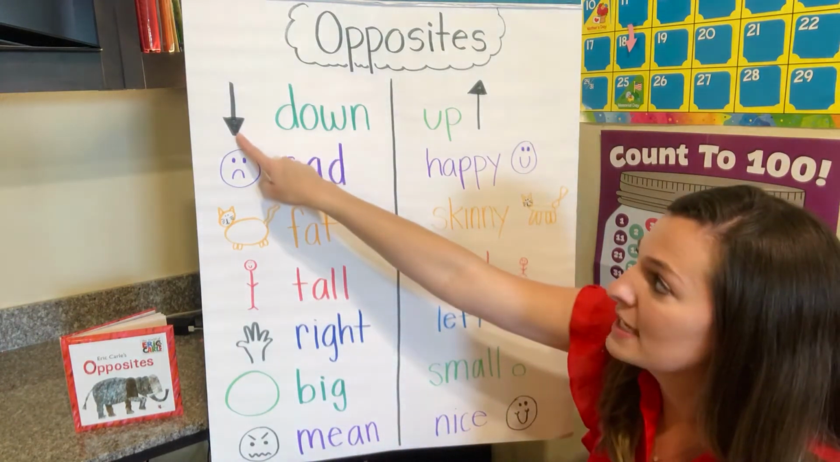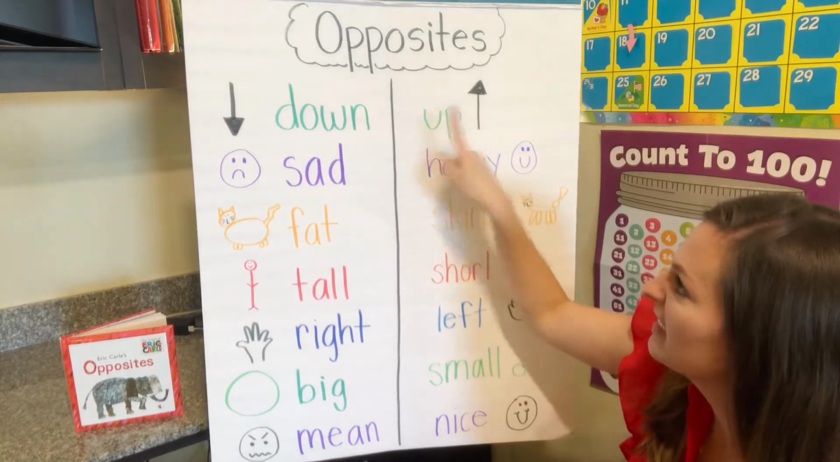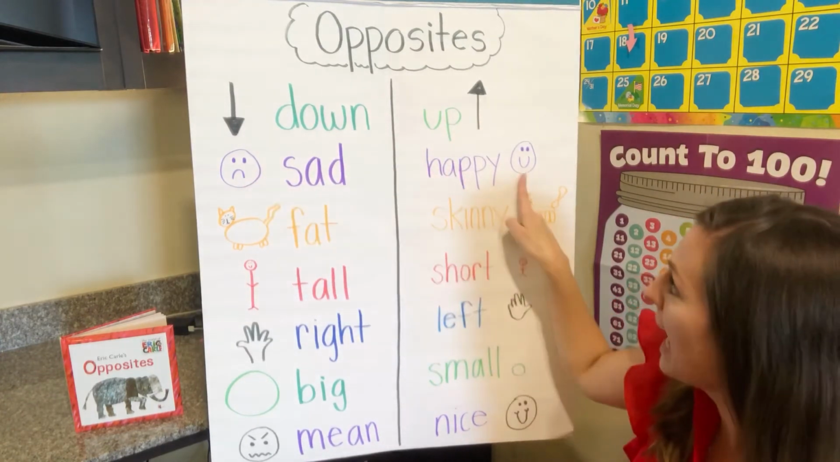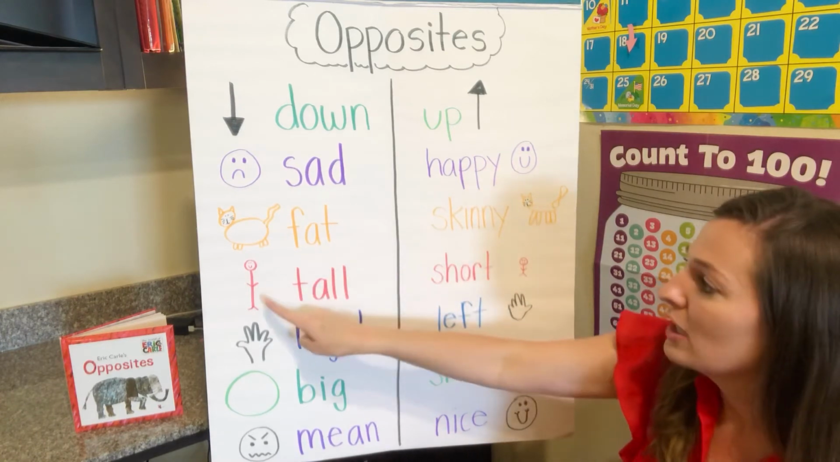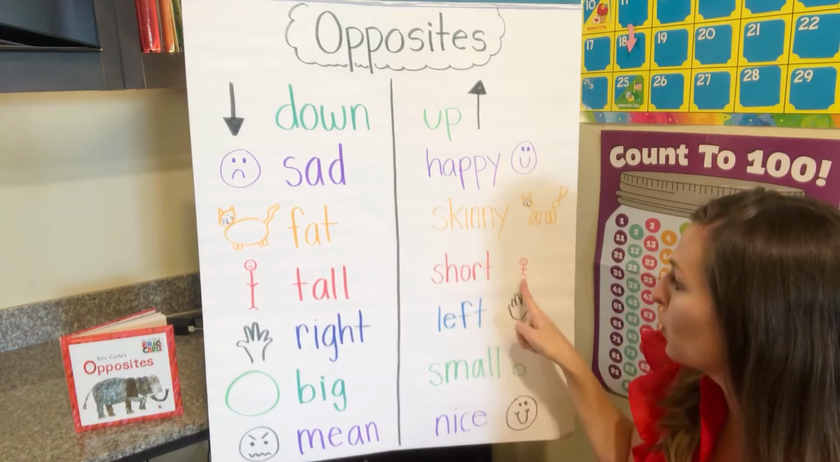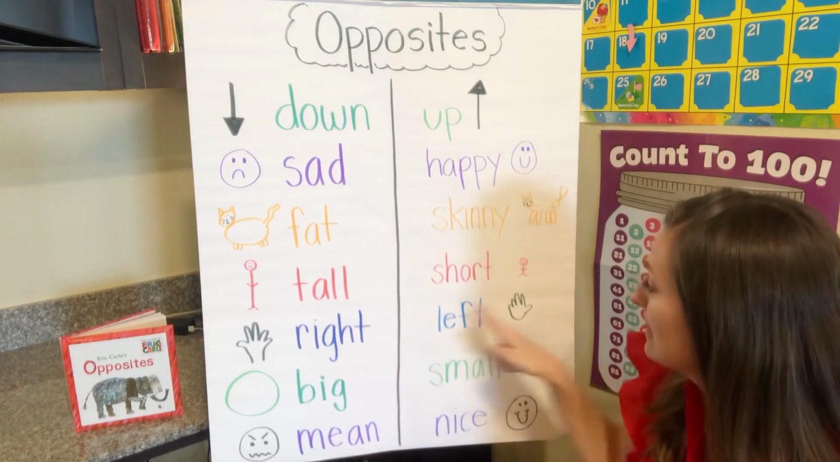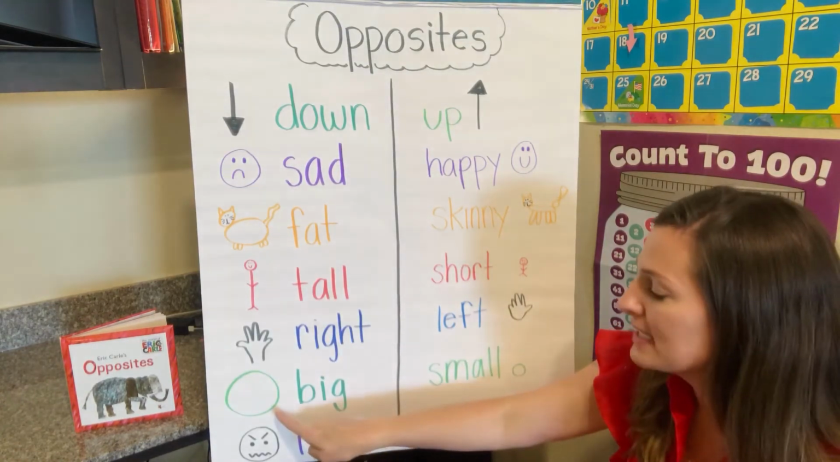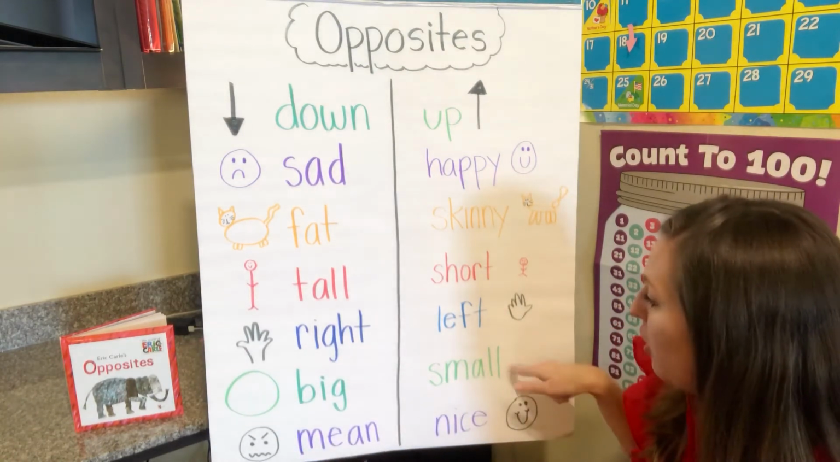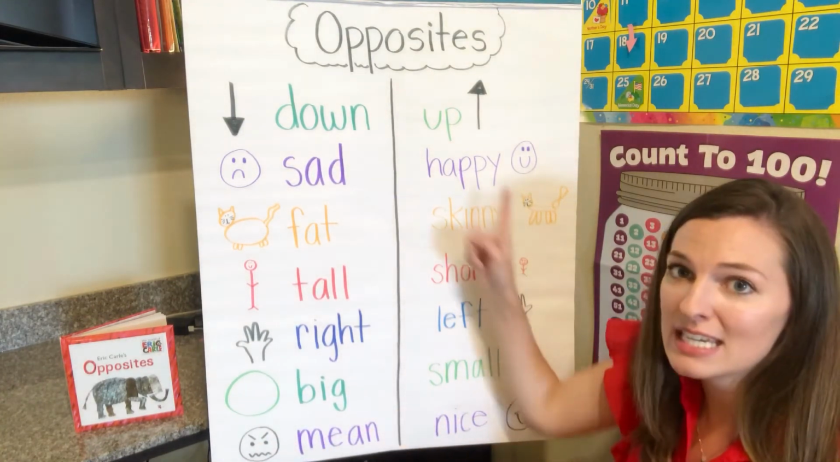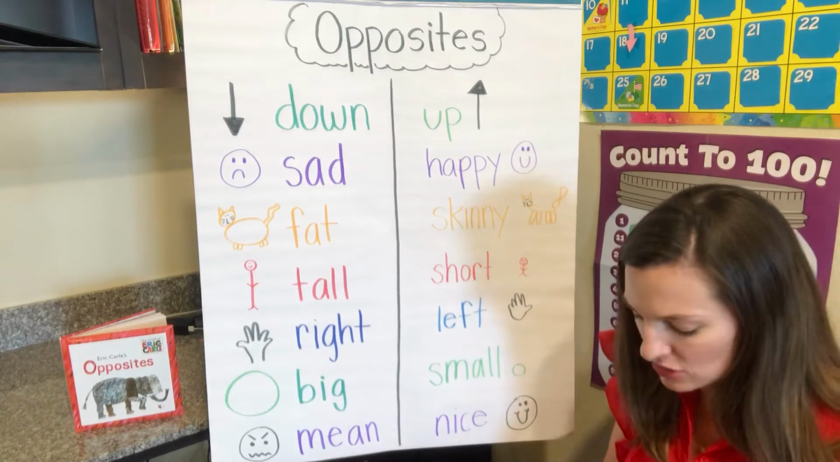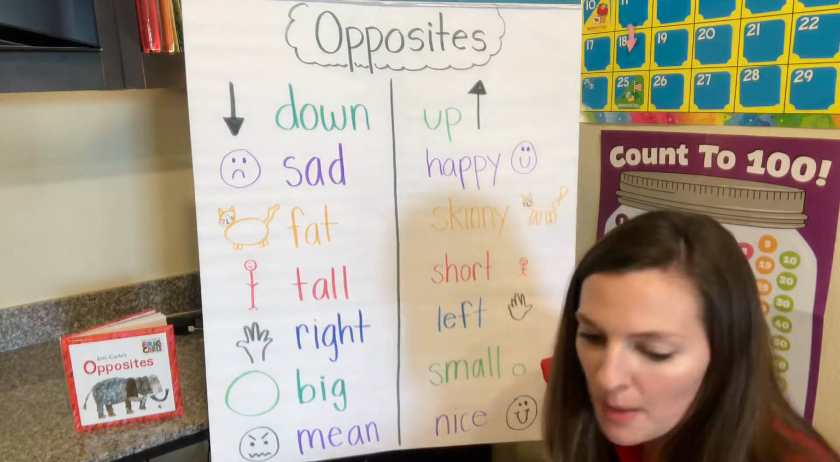So the opposite of down is up. The opposite of sad is happy. The opposite of fat is skinny. The opposite of tall is short. The opposite of right is left. The opposite of big is small. The opposite of mean is nice. So these are opposites. These are our examples of opposites.